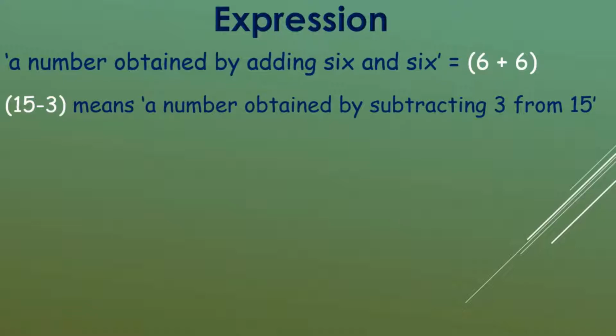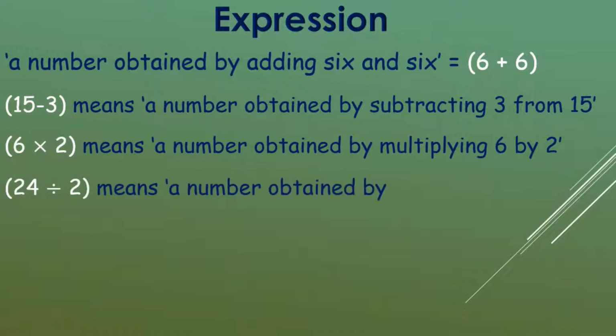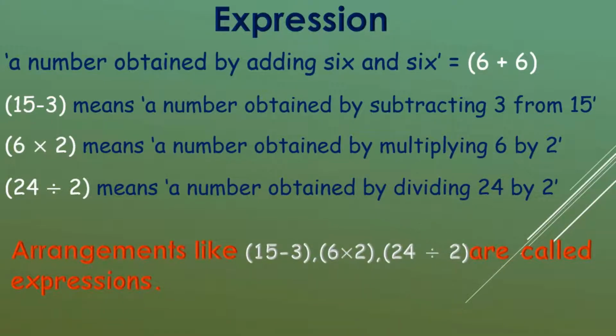And inside the bracket 6 into 2 means a number obtained by multiplying 6 by 2. One more example. Inside the bracket 24 divided by 2 means a number obtained by dividing 24 by 2. So such arrangements like 15 minus 3, 6 multiplied by 2, 24 divided by 2 inside the bracket are called expressions.